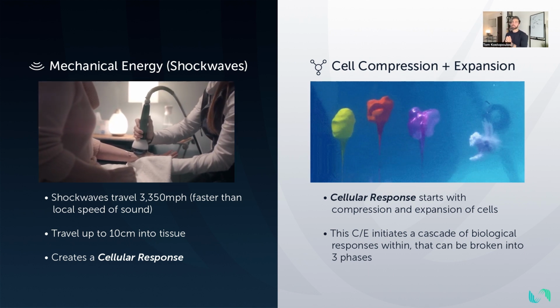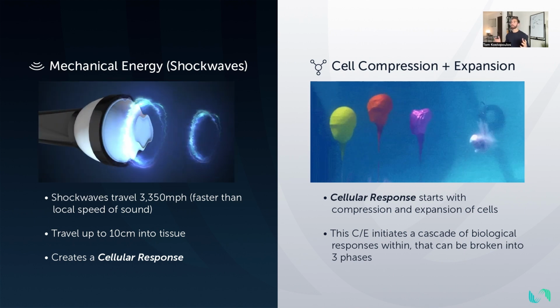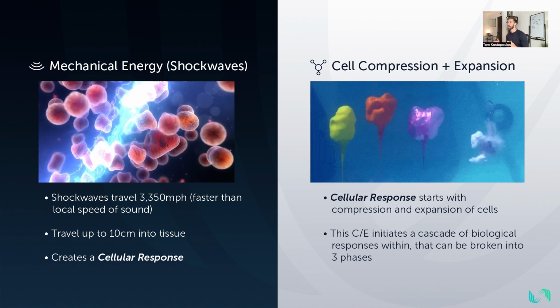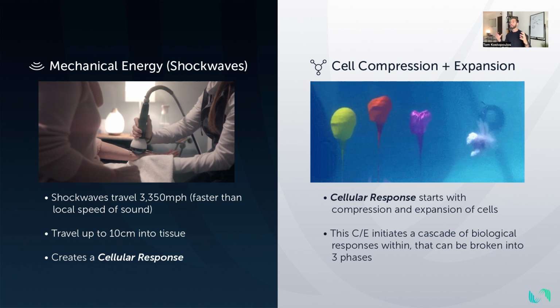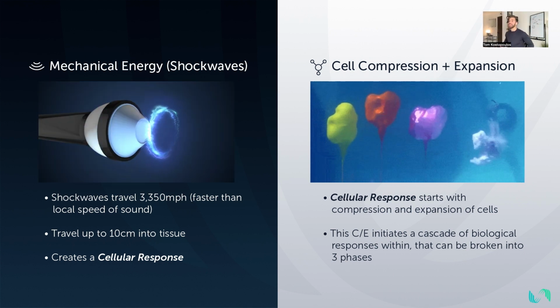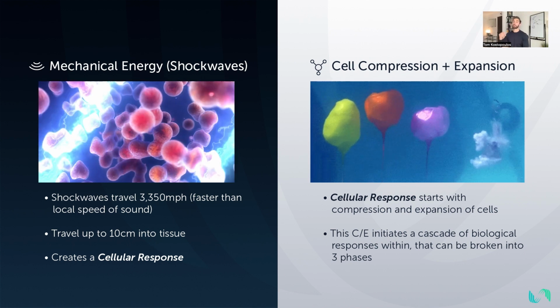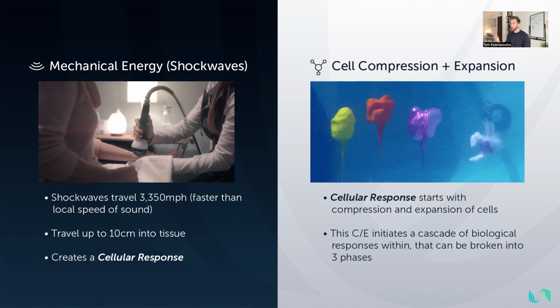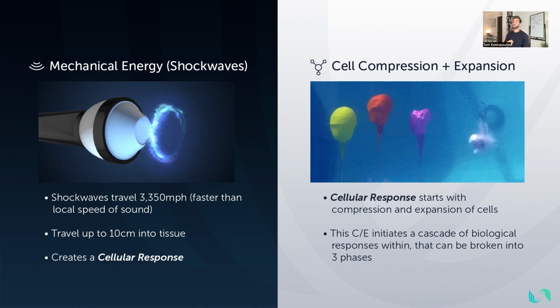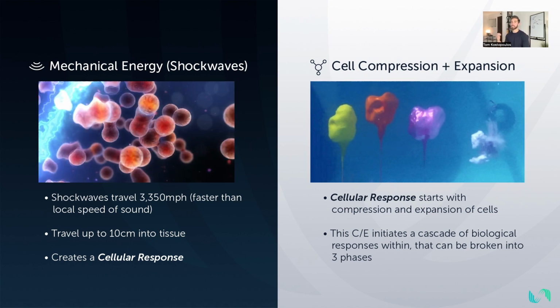Now, obviously, this is much more dramatic than what's actually happening within the body and within the cells, but the cells are compressing and expanding. And when they compress and expand, it initiates a cascade of biological responses that are best broken into three phases. So we'll get into what these three phases are, that way you understand the exact response that's actually happening at a cellular level.